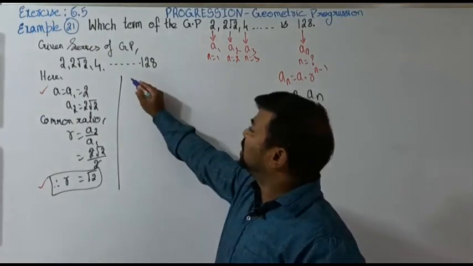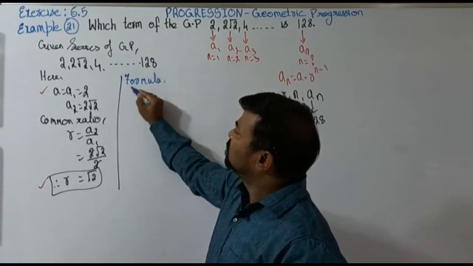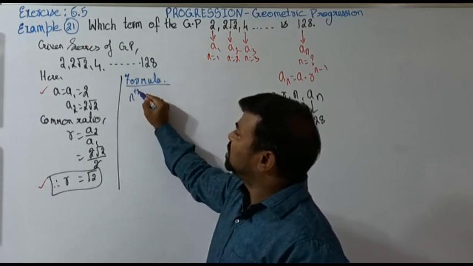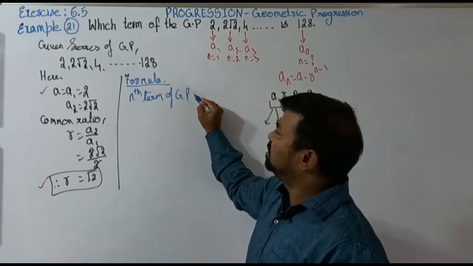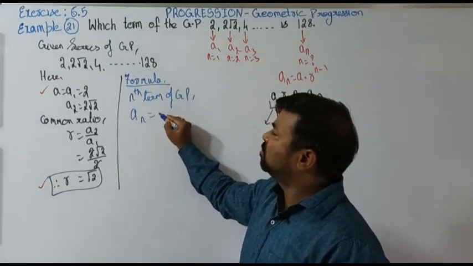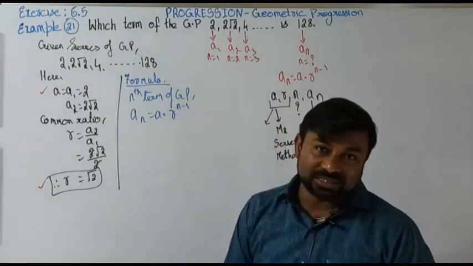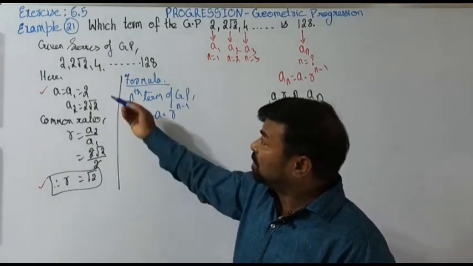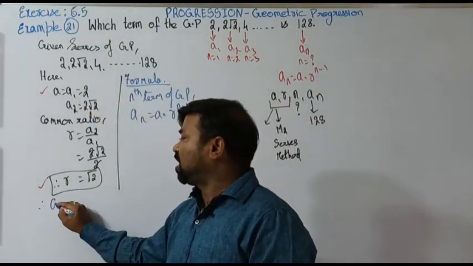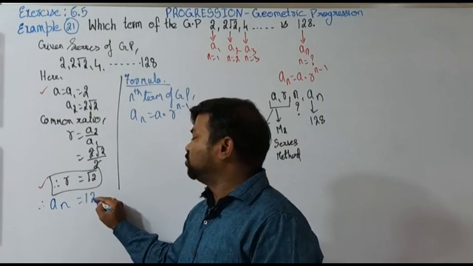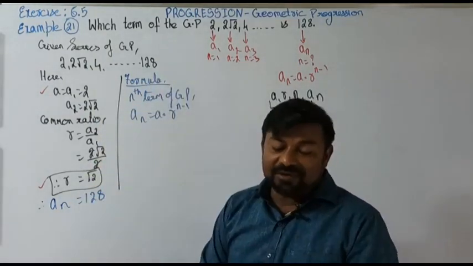So let's go for the nth term formula. What's the nth term of GP? An is equal to A into R to the power n minus 1. That's the formula. We got the A value, we got the R. If you want, you can write An is equal to 128. This is also given, the last term. So, what are all the available things?